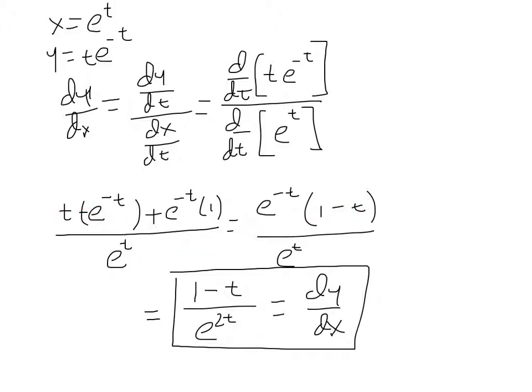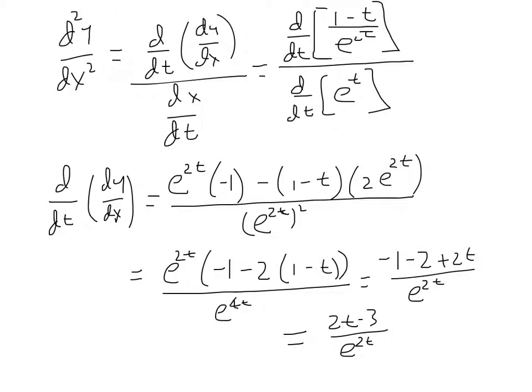Divided by then the derivative of e to the t, and the derivative of e to the t is just e to the t. So we can bring the e to the minus t down to the bottom, and we'll wind up with e to the 2t. So then the derivative of y with respect to x is just going to be 1 minus t over e to the 2t.